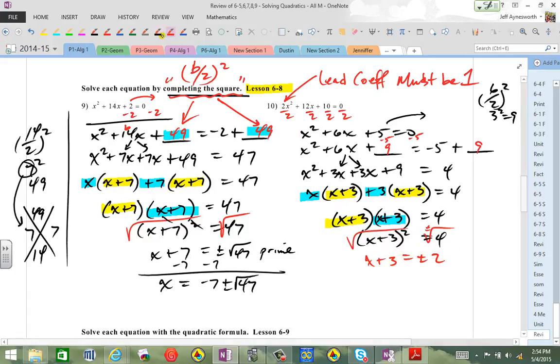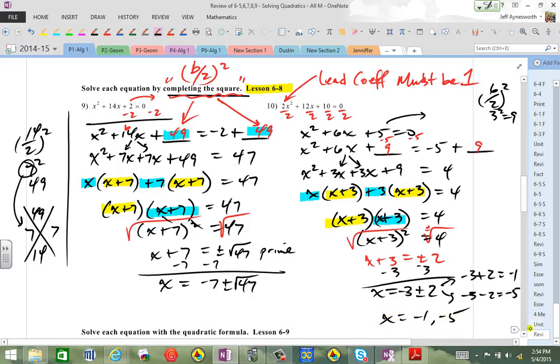Subtract 3. Get x equals negative 3 plus or minus 2, which means negative 3 plus 2, or negative 1. It also means negative 3 minus 2, which is negative 5. So x is equal to two different numbers, negative 1, negative 5.